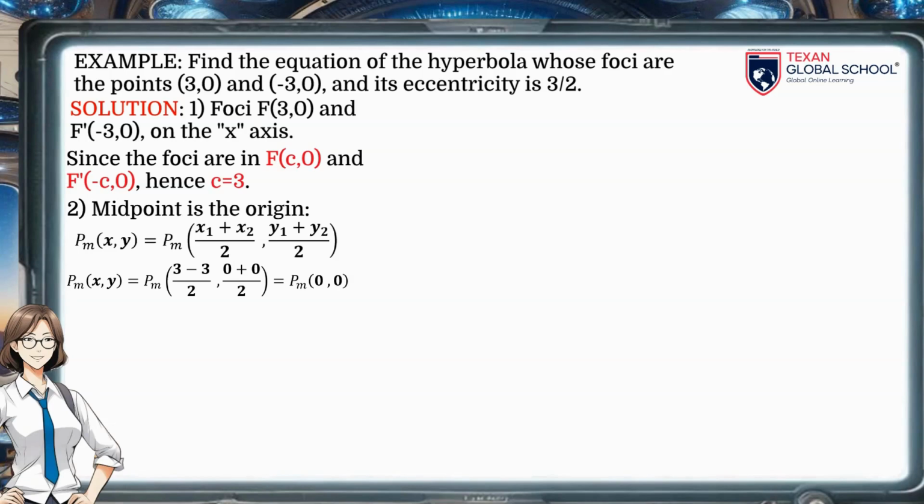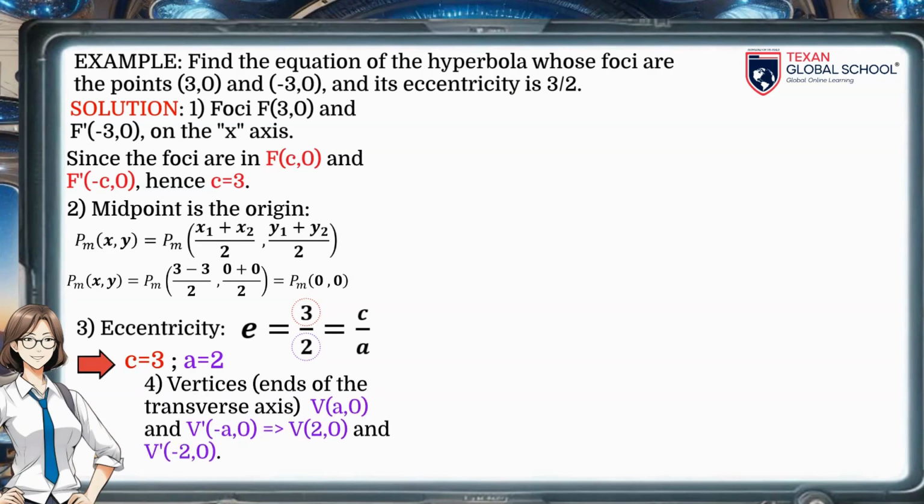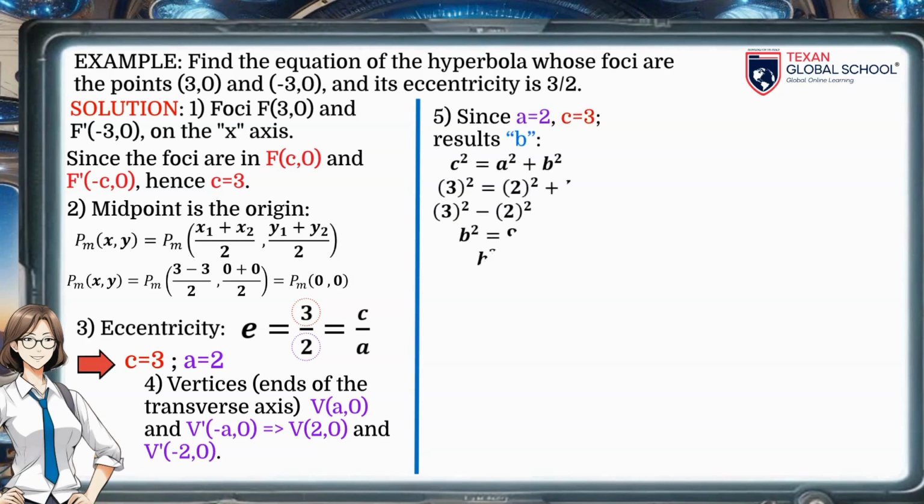Using the formula to calculate the midpoint between 2 points, it is verified that the center of the hyperbola is at (0, 0). Now, because the given eccentricity is the ratio c over a, it is confirmed that c is equal to 3 and results that a is equal to 2. And since the vertices or extremes of the transverse side are at the coordinates (a, 0) and (negative a, 0), we can see that the vertices are at the coordinates (2, 0) and (negative 2, 0).